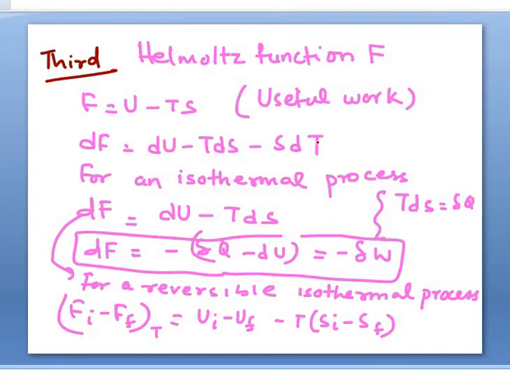For an isothermal process, dT is equal to 0. So dF is equal to dU minus TdS. What is dU? dU can be written as delQ minus delW. Here TdS is delQ. So dU minus delQ is equal to delta W. So for a reversible isothermal process, dF is the integration of dF from I to F. If you do the analysis, you will get Fi minus Ff is equal to Ui minus Uf minus T(Si minus Sf).